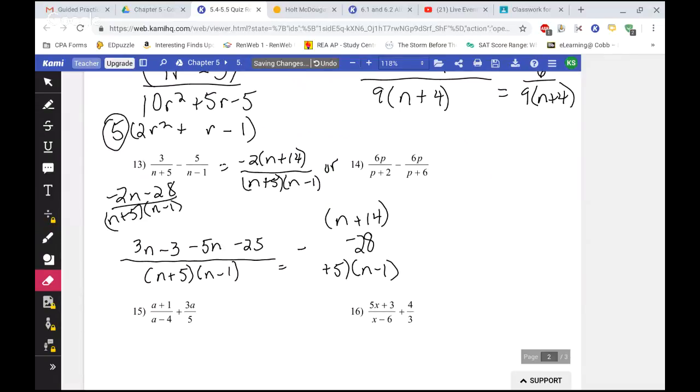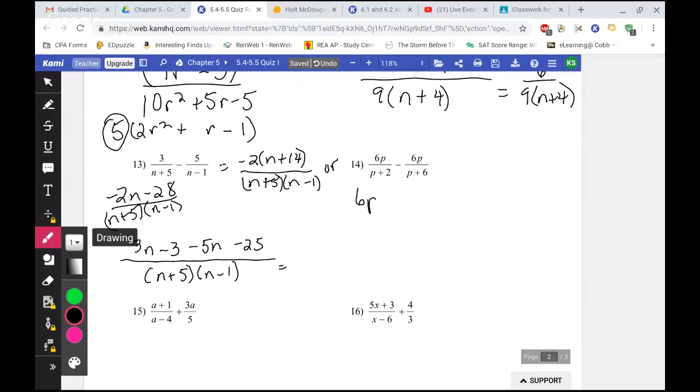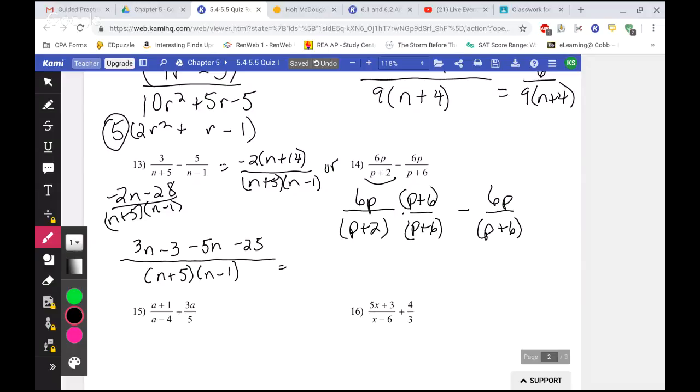All right, on number 14, we're going to have to multiply each side, like the 6p on the top. We'll multiply that by p plus 6 over p plus 6 because that's what's missing in order for it to have a common denominator. And over on this side, we're going to multiply the top and the bottom by p plus 2 because that's what's missing for this second rational expression to have a common denominator in order to combine.